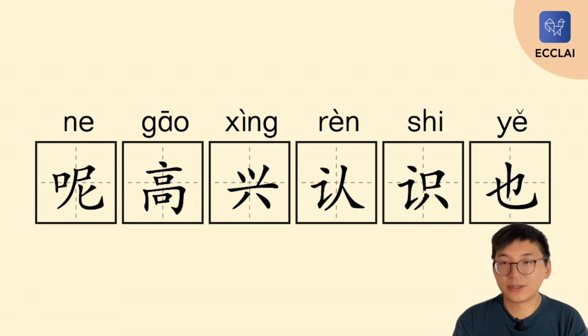Then we have the next 2 characters, 认识, okay? 认识 means to meet. And then the last character is 也. 也 means also.